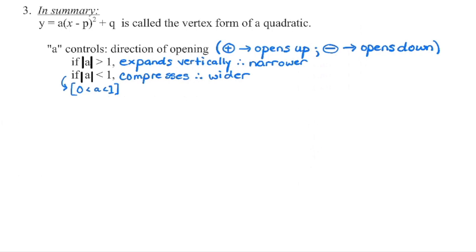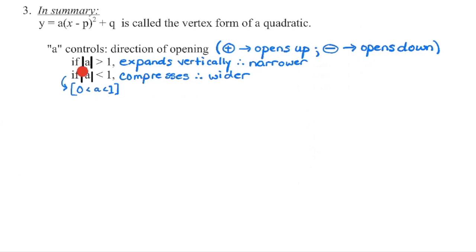Okay, so I'm just going to scoot to the end here. The a value is what we just investigated. We know that it controls two things. Number one, the direction of opening. If a is positive, our parabola opens up. If a is negative, our parabola opens down. And it also controls the width or the narrowness of that parabola.